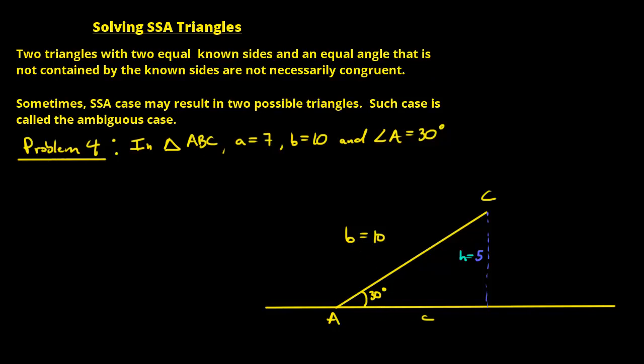So in this example, we're told that a is equal to 7 units. And let's see what happens when we try to draw a. We know that a is 2 units longer than the height, and so let's go through all the possible values for this triangle by just altering the angle C.